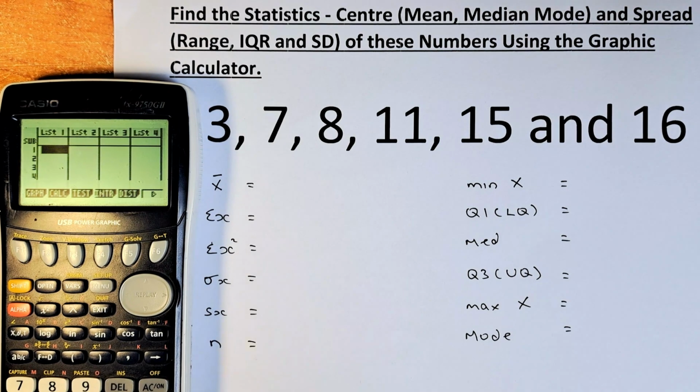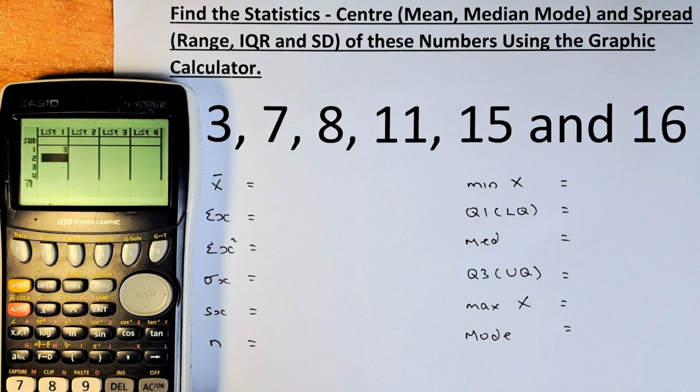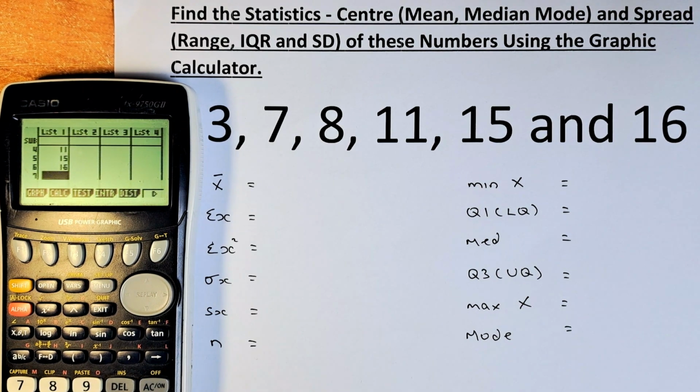So you're going to input 3 and press the execute button, followed by 7 and execute, 8 execute, and the rest of the numbers: 11 execute, 15 execute, and 16 execute. At the moment you can see there are 6 numbers on the screen, so you have entered all 6 numbers.